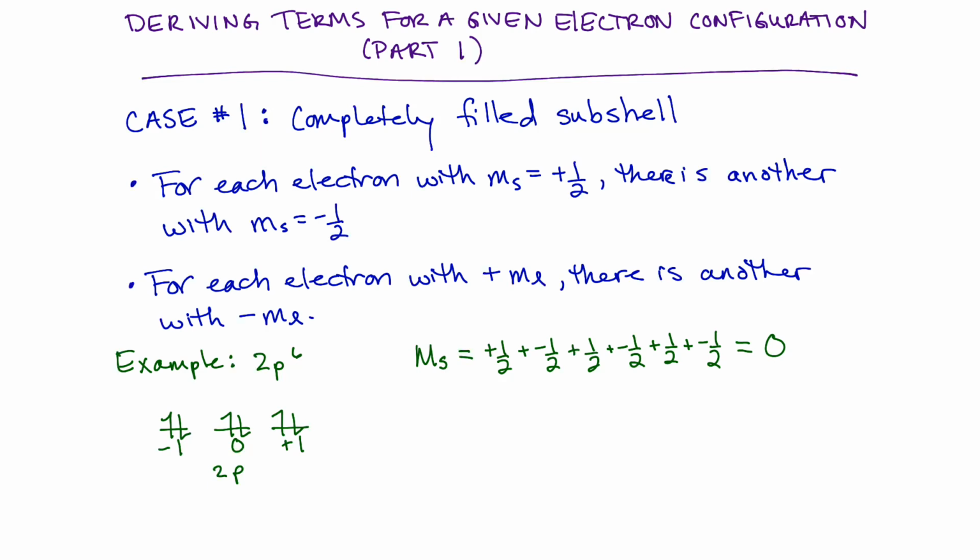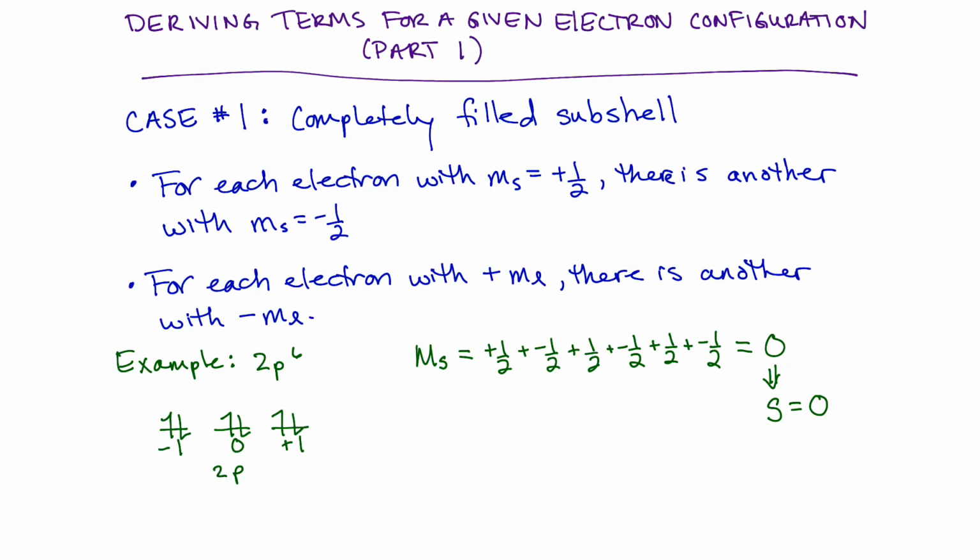If our big M sub s is equal to 0, that only leaves us with one option for what our big S, our total spin angular momentum quantum number, can be. That value leads us to a big S of 0. We only get one option there.